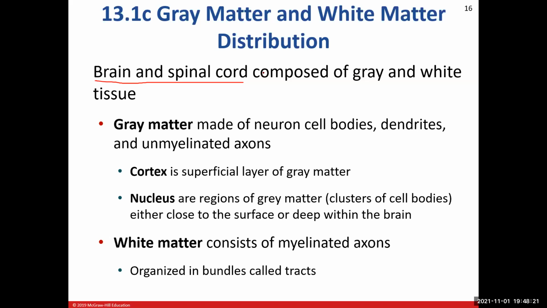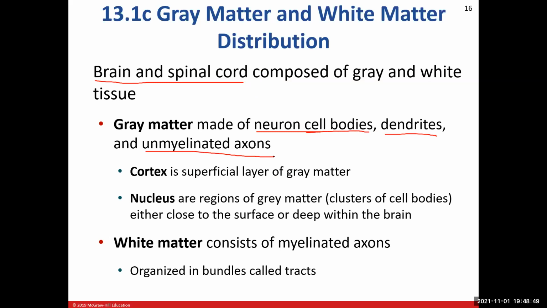So quick review, gray matter is going to be the cell bodies of those neurons, and that includes any and all processes coming off of those cell bodies, which are going to be the dendrites here. And then it is going to be made up of unmyelinated axons, because it's actually the myelin that gives that tissue the white color when we're talking about white matter.